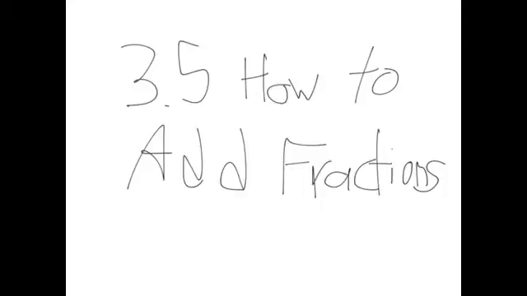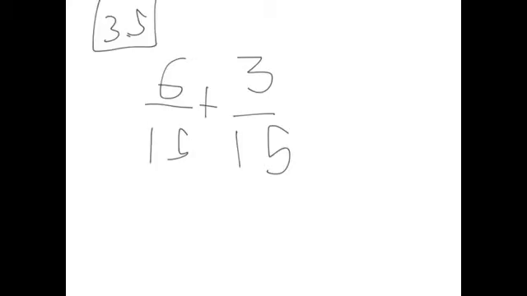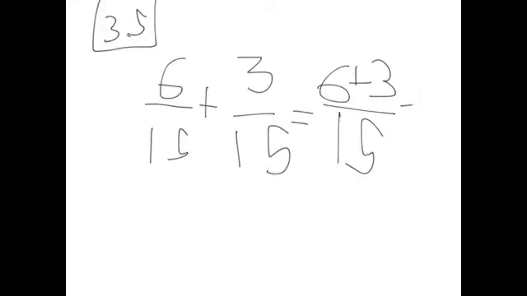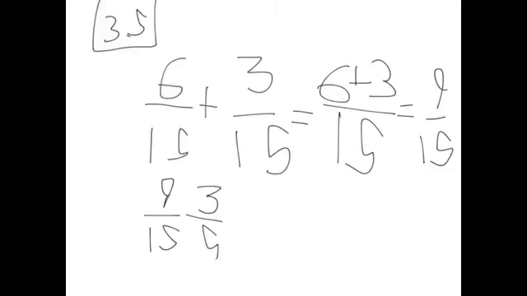How to add fractions. First, we need to add 6 plus 3. So we add 6 plus 3 over our denominator, which equals 9/15. And then we simplify 9/15 because 9 goes into 3 times, and 15 goes into 3 5 times. So our answer is 3/5.